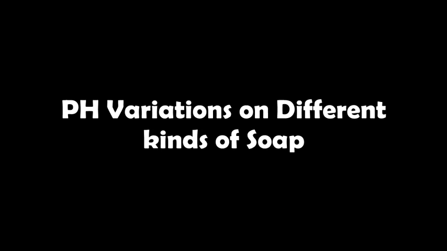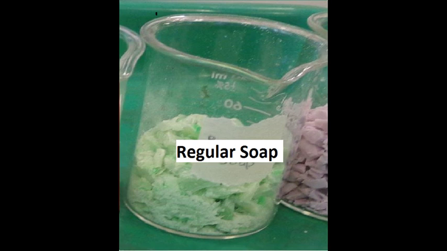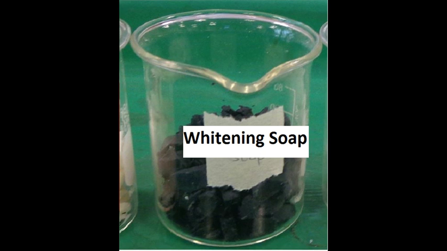The title of our experiment is Variations of pH of Different Types of Soap. The main objective of this experiment is to measure the pH of the following soaps: baby soap, mild soap, regular soap, whitening soap, and antibacterial soap. Also, in this experiment, we invite students to determine the variation of pH of these different types of soap.